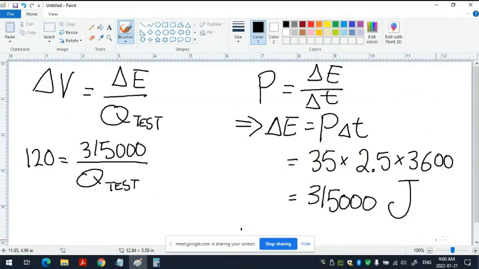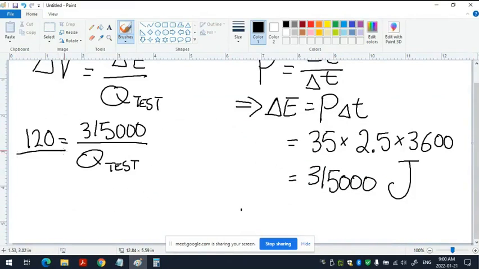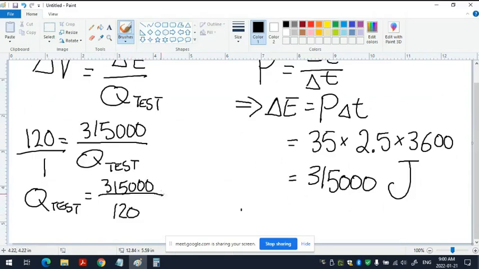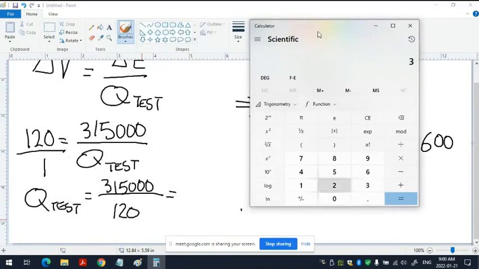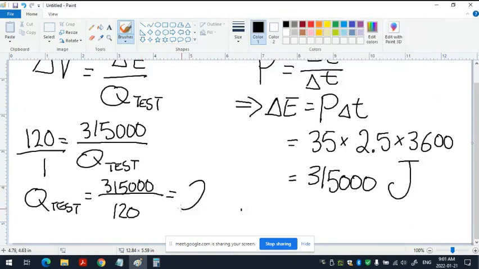Layla, how would you solve this? Cross multiply. Yes. Q test. Two six two five. What's the unit for this number? Coulombs, because it's a charge.